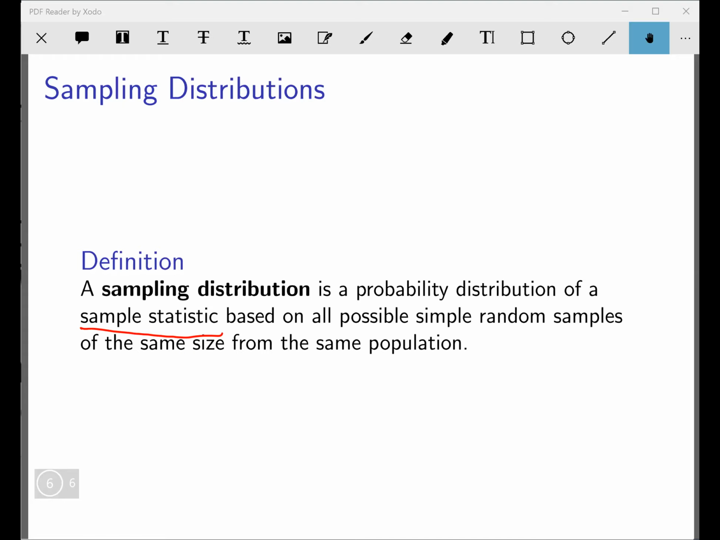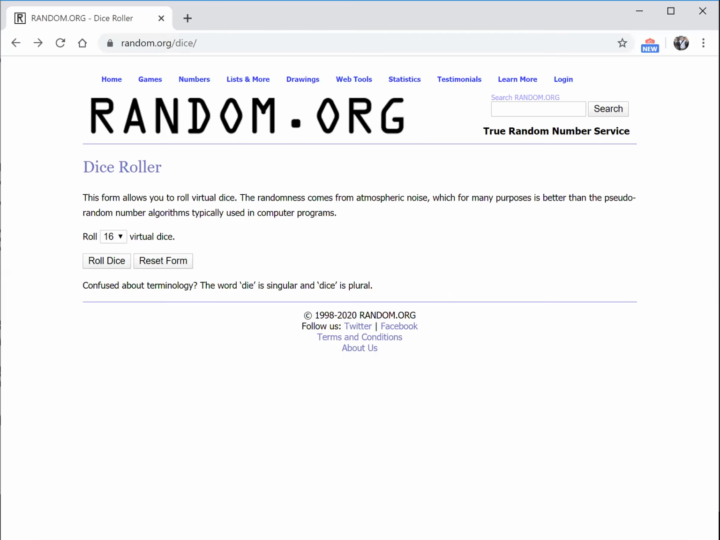Let's do it with dice. So let's switch over to this lovely website called random.org. This is what you'll be using for your worksheet. And we're going to roll 16 dice.